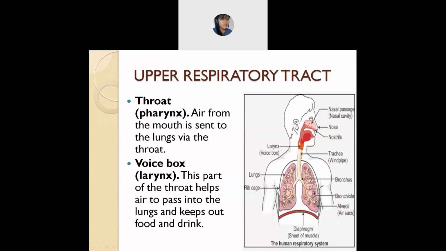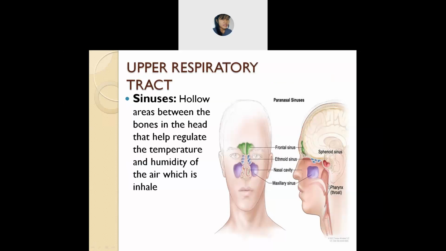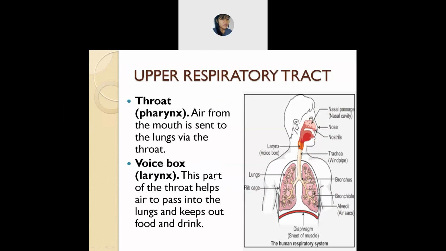Next is throat. Here you will find throat, or else pharynx also you can say. When the air enters inside the nose, nostrils, it will come to the nasal cavity, and after that it will come to the pharynx, or else throat. Understand? This one, pharynx, or else throat, so that it will enter into the lungs.